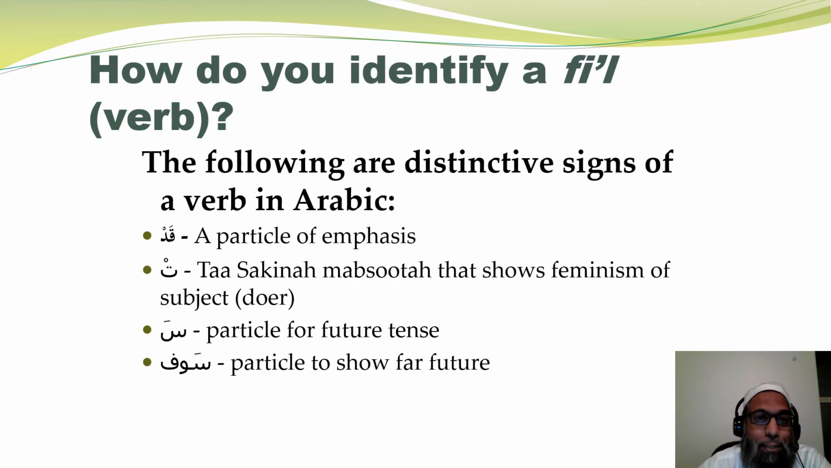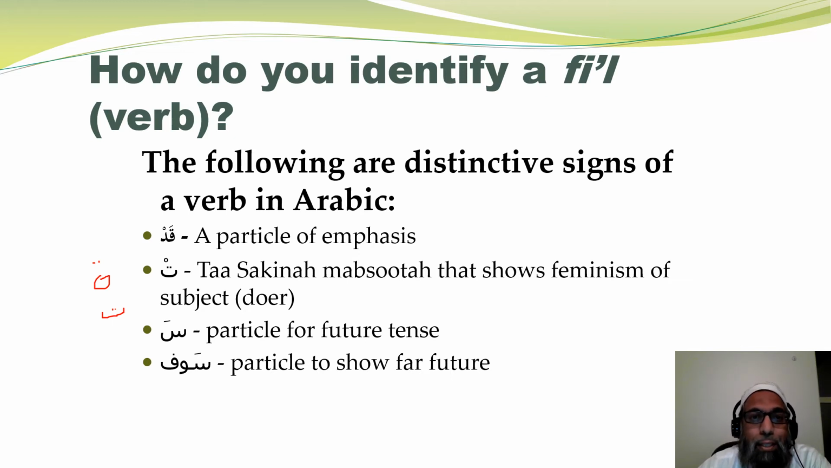So there are two types of ta. One is the ta that looks like this, right? That's ta marbuta. We covered that earlier. The tied up ta, or the circular ta, or rounded ta, whatever is easier for you. And then you have this type of ta, which is the elongated ta. So mabsuta means elongated. Sakina, you already know what that means.